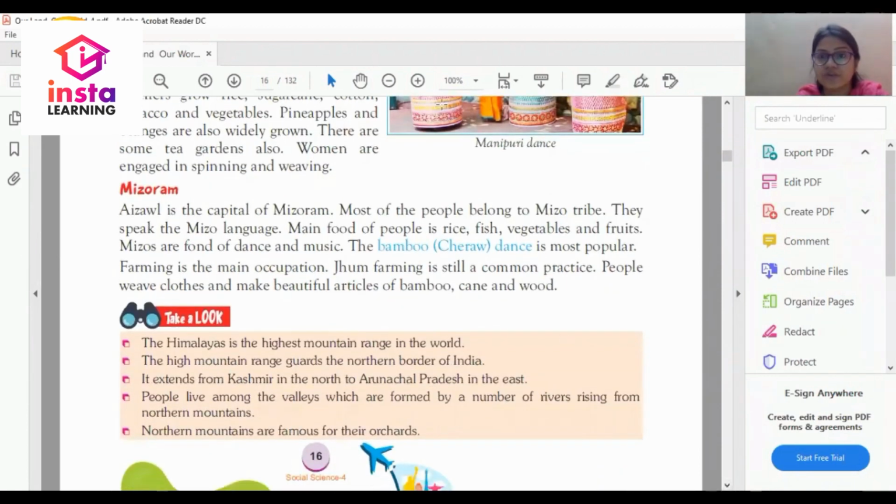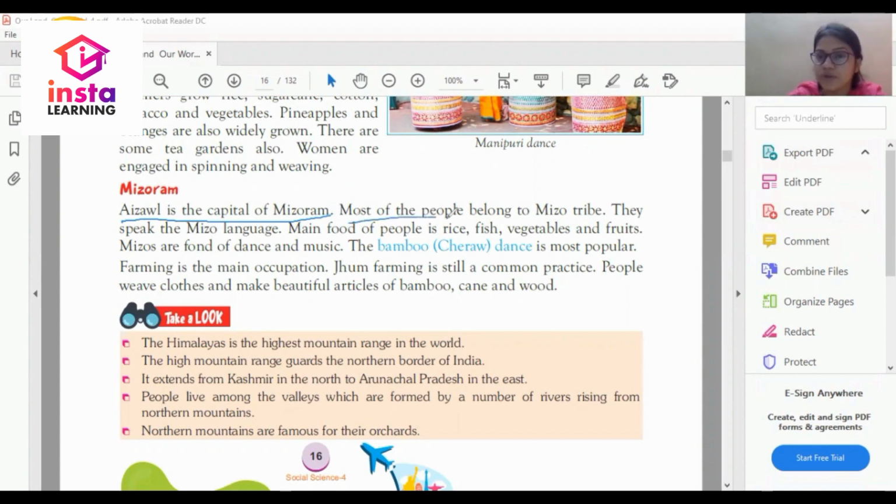Mizoram is the last one. Aizawl is the capital of Mizoram. Again, this is a very important question, dear student: what is the capital of Mizoram? Aizawl is the capital of Mizoram.